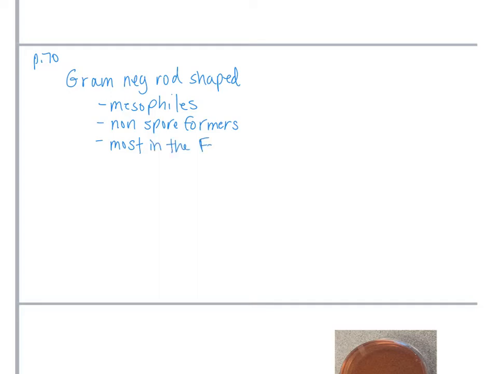So most are in the family Enterobacteriaceae. Kind of a mouthful. I'm underlining it because it's grammatically correct to either underline or italicize family names, just like genus and species. So remember your levels of taxa. The lowest level is species, next up is genus, next up above that is family.